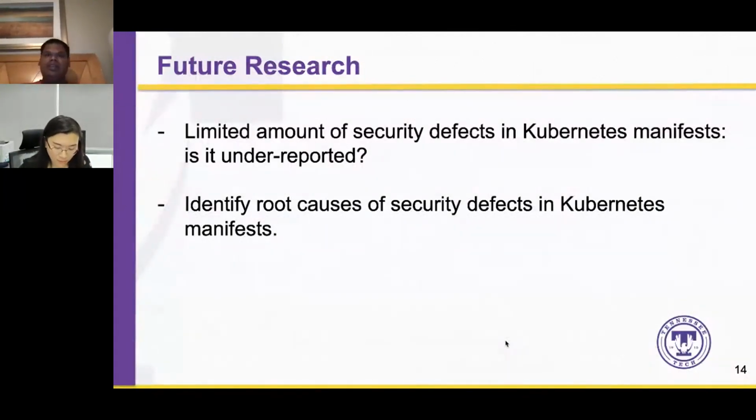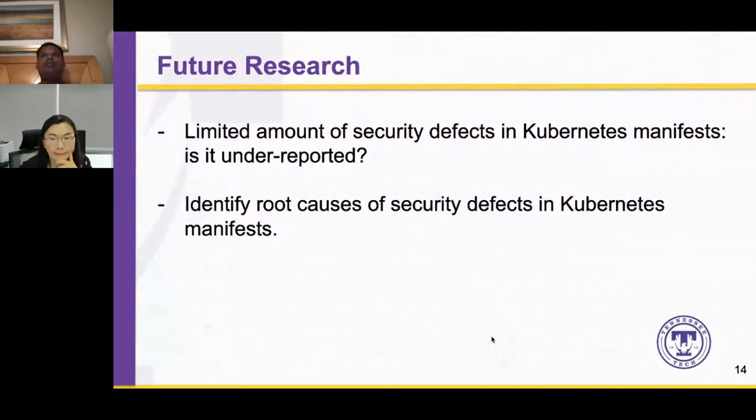And we feel like there is a lot of scope and opportunity to systematically study the vulnerabilities and security defects in Kubernetes manifests. Once that is established, there is also scope to ask what the root causes are. Why do they appear?